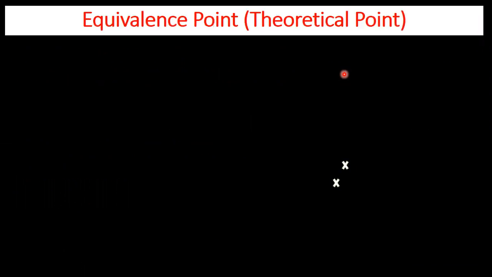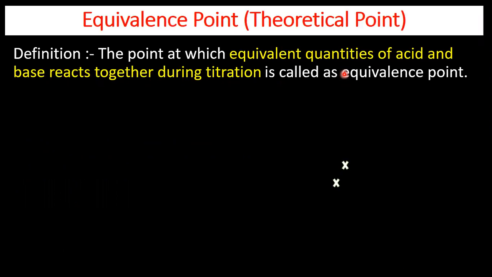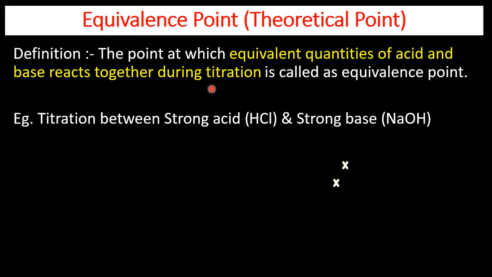Second point, equivalence point or theoretical point. It can be defined as the point at which equivalent quantities of acid and base react together during a titration is called the equivalence point. The point at which equivalent quantities of acid and base react together during a titration is called the equivalence point. Let us understand with the help of an example.